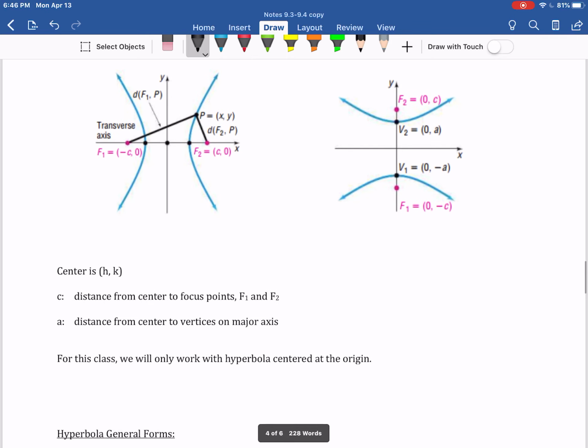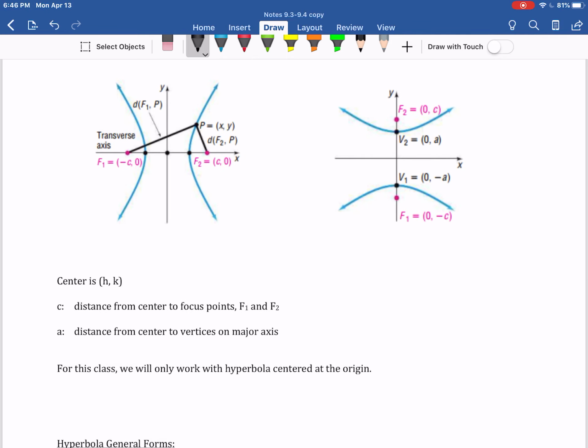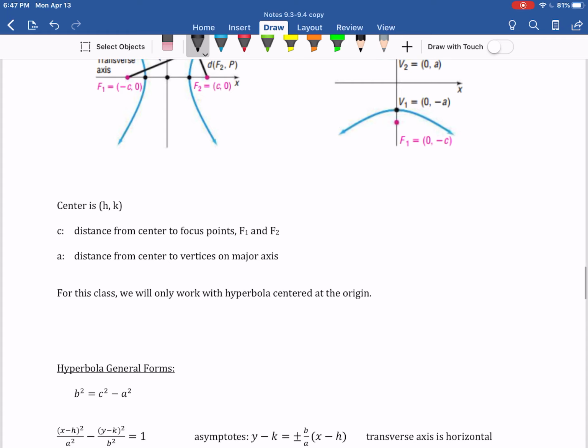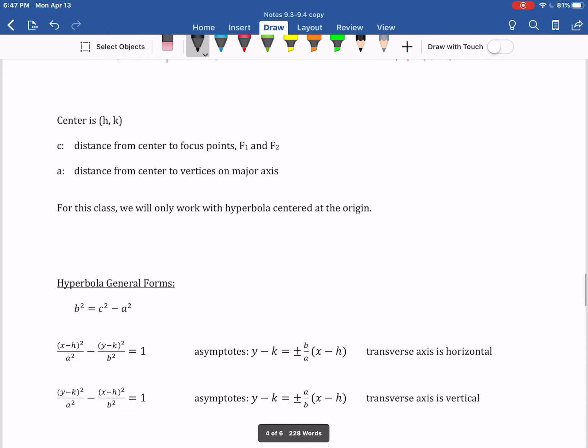And C, the quantity that C is representing, is the distance from the center to a focus point. Whether you go left, right, or up and down, that's the distance C from the center to your focus. A is the distance from the center to the vertices that are on that major axis. And as I stated, we're going to keep our hyperbola centered at the origin.